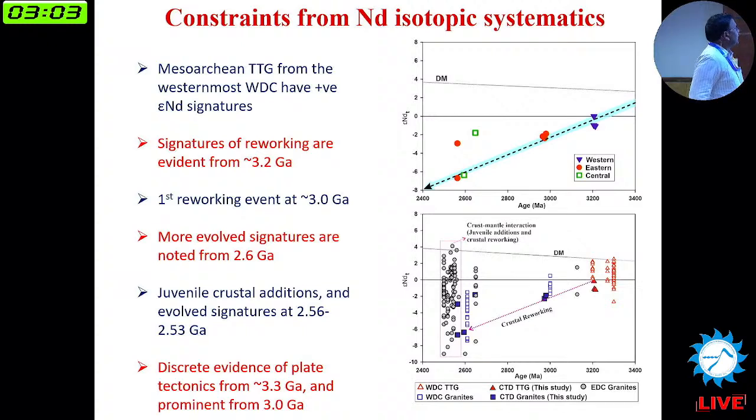So basically what we wanted to say is that the signatures of crustal reworking are seen from at least 3.2 GA, but the first crustal reworking is evident from 3000 million years, and when it comes to 2.56, we have the juvenile crustal additions as well as some kind of recycling component. So this is what I wanted to say.